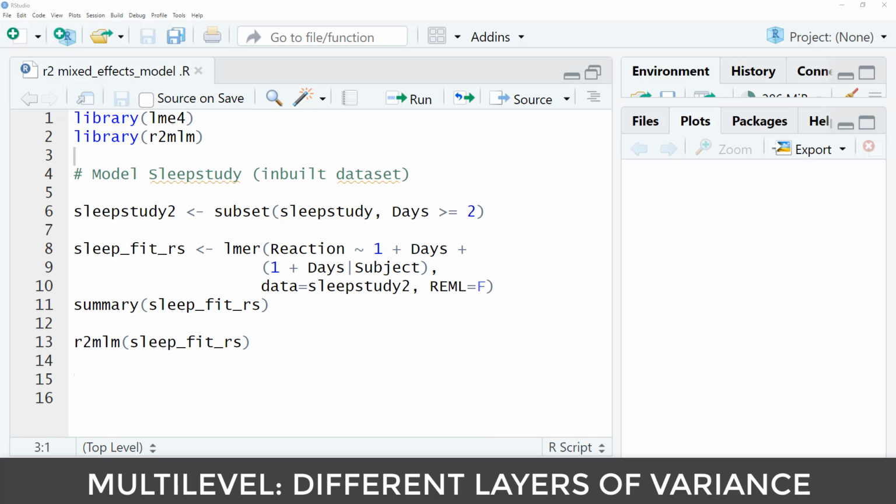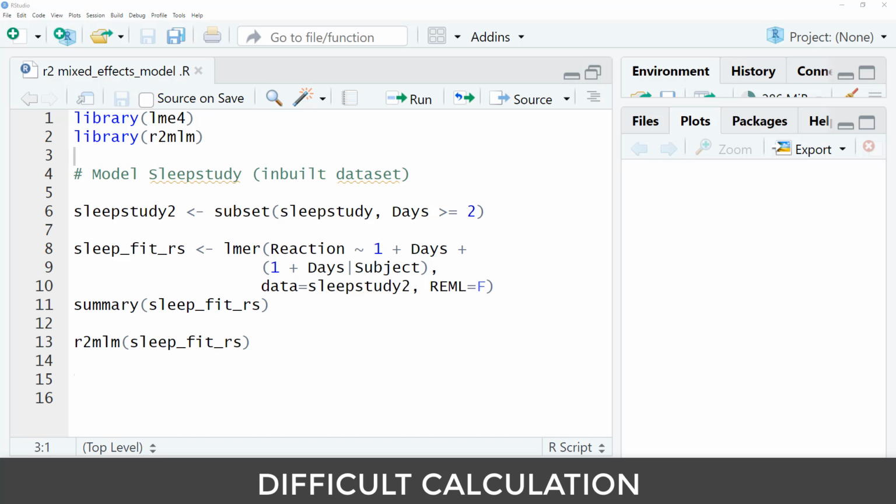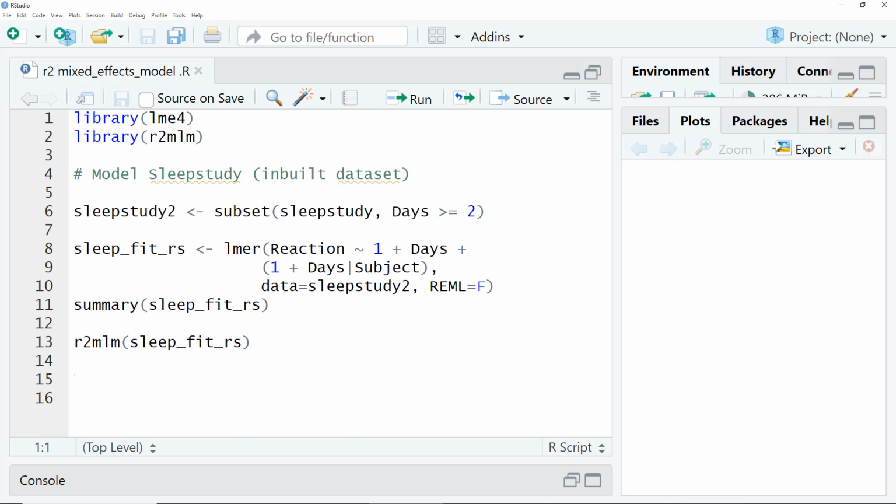In a multi-level model or linear mixed effects model or hierarchical linear model, it's a little bit more complicated, because there are several different layers of possible explanations for variance. So there is no consensus in the literature on how to calculate R squared, and it's not very easy to calculate. For that, there is a package, R2MLM, which helps you to calculate R square values, and actually different R square values. First, of course, we need to estimate our model.